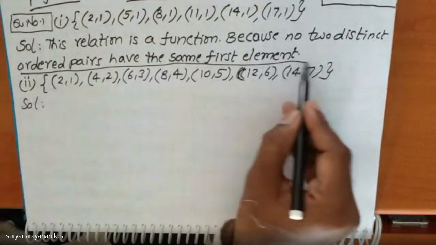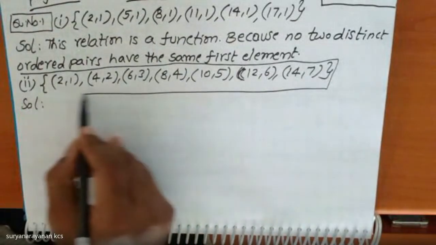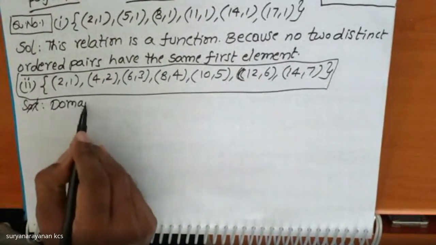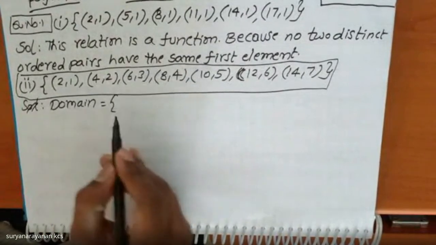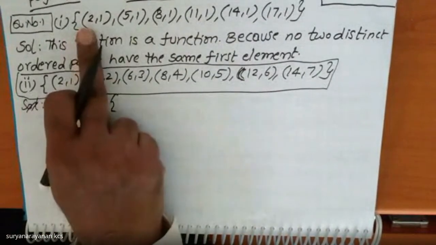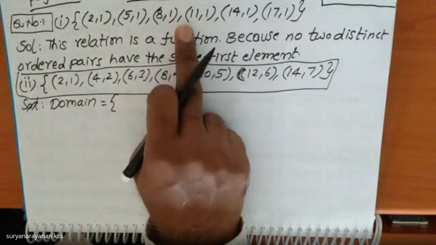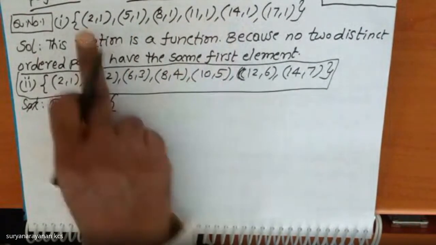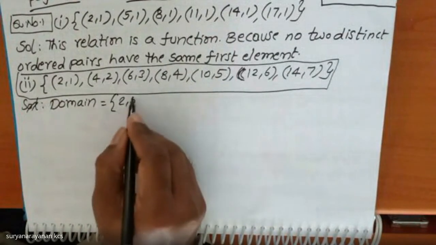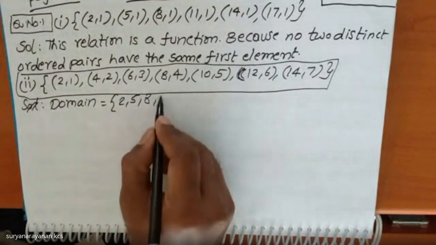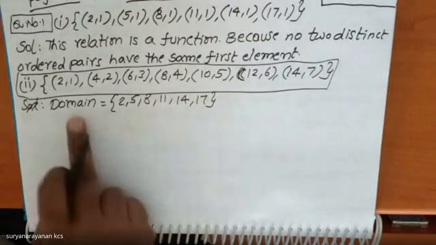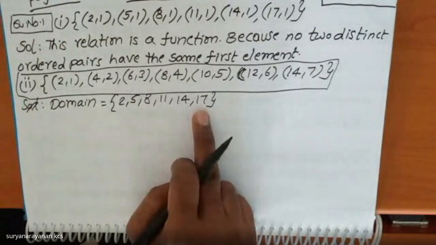Second question. From the first question, let us write the domain. What is the domain? The set of all first elements of these ordered pairs. So the set {2, 5, 8, 11, 14, 17}. This is the domain of this function.